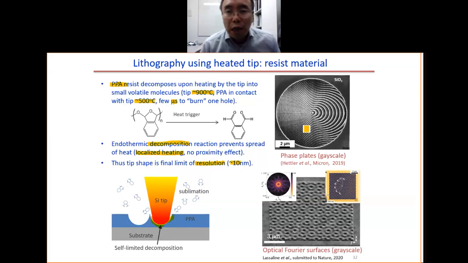So here are two examples of what you can do with this nanofreezer process. This is called a faceplate. This is the grayscale lithography. So no other lithography can make grayscale patterns as well as this one. This is the most precise way to do the grayscale lithography. This one is called optical Fourier surfaces. This is also a grayscale lithography. It's very recent work, not published yet.